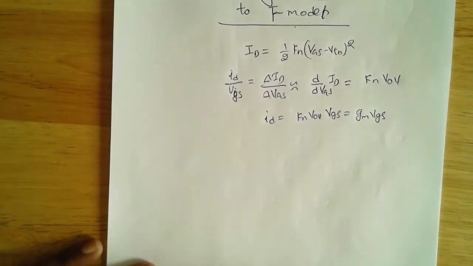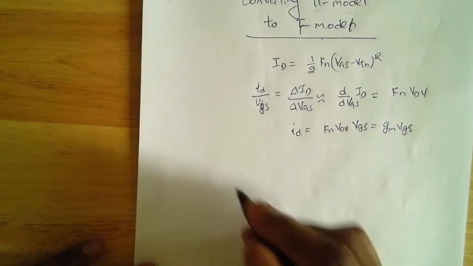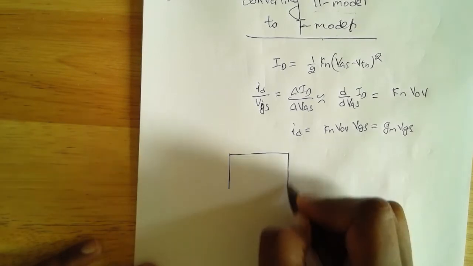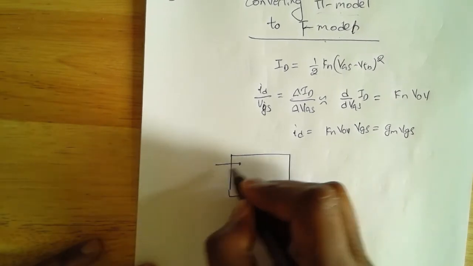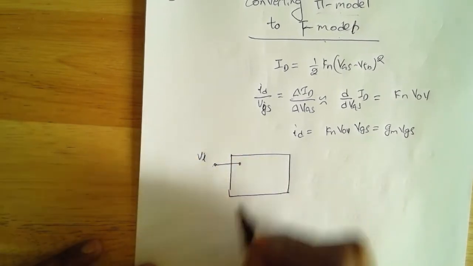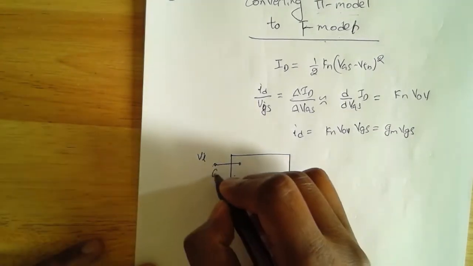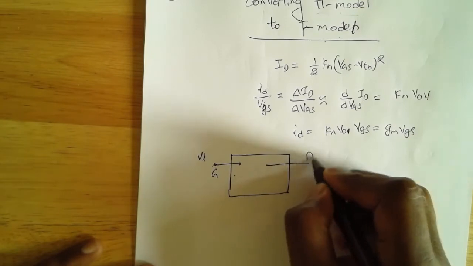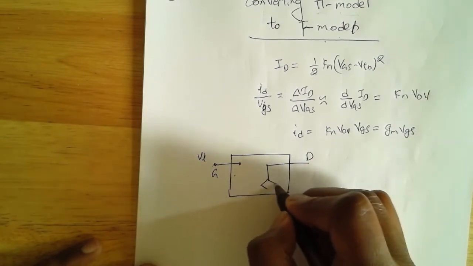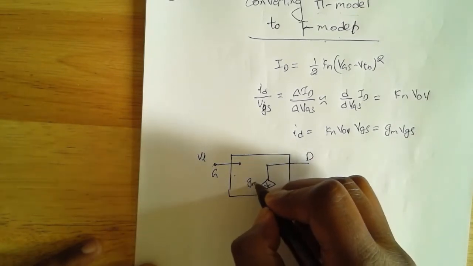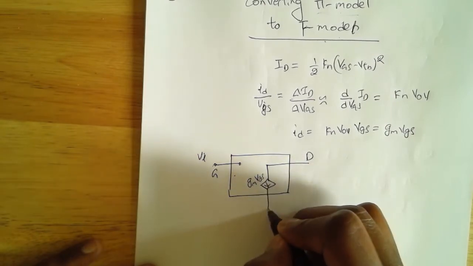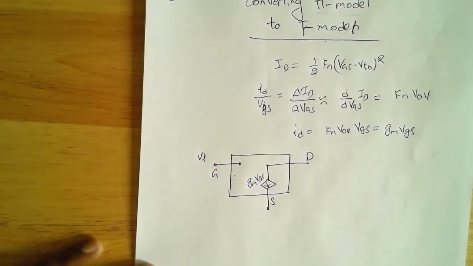So this is the current, and we drew the pi model according to this. Here I have my input voltage. I'm keeping this open because we have an infinite input impedance at the gate. This is the gate, and then at the drain, I know ID will be equal to GM VGS going in. So this is the source, this is the drain. This was the pi model.